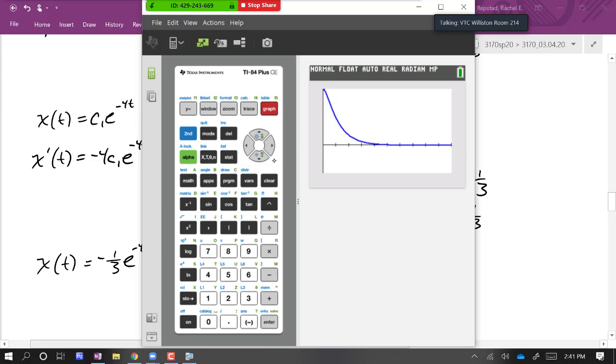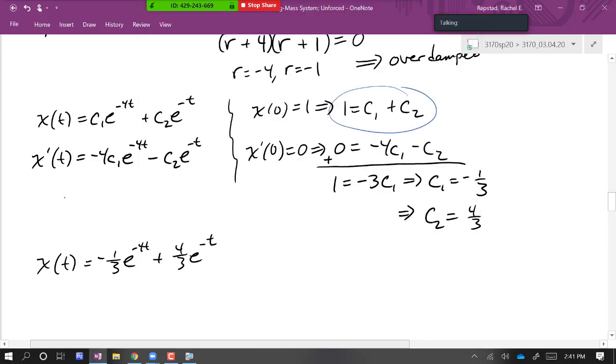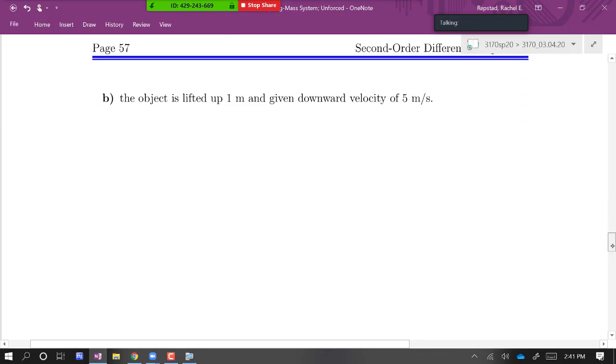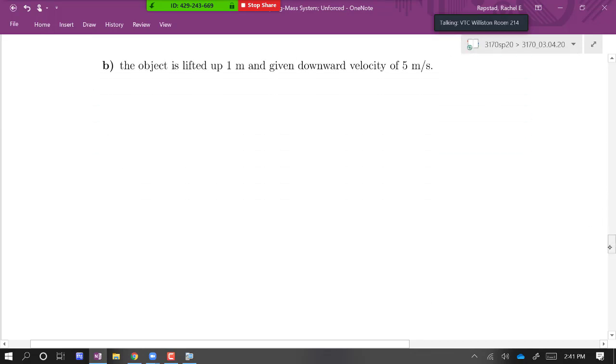Questions so far on this? Okay. And then it says, what if we lift the object up 1 meter? So same scenario. If we lift it up 1 meter and give it a downward velocity of 5 meters per second, so we're not just letting it go, we're pushing it downward after we lift it up.